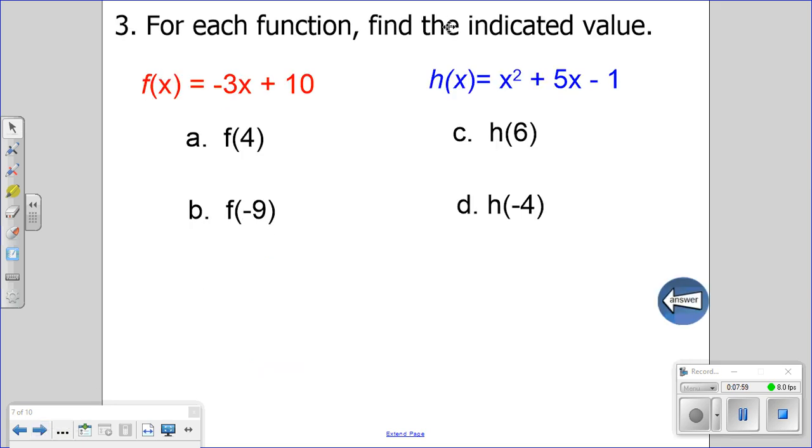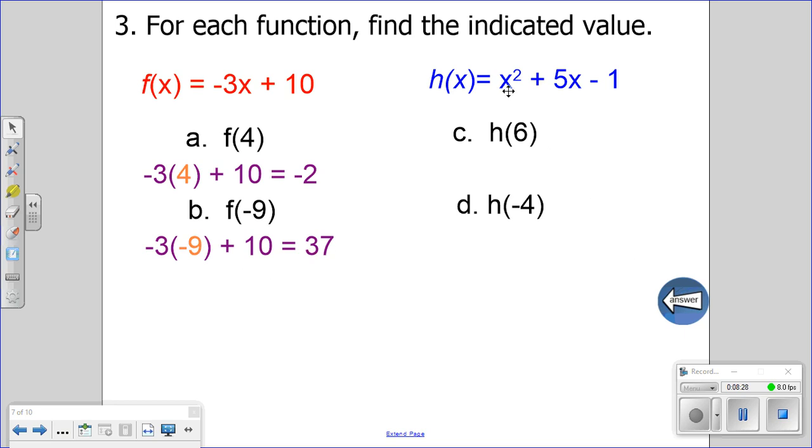Okay, for each function we want to find the indicated value. So f of 4, what this is saying to do is take your function here, this negative 3x plus 10, and substitute in the 4 for x. When you do that, you'll get negative 3 times 4 plus 10. That's negative 12 plus 10, which is negative 2. Same thing for negative 9. We take our negative 9, we substitute it in for x, and we evaluate to get 37.